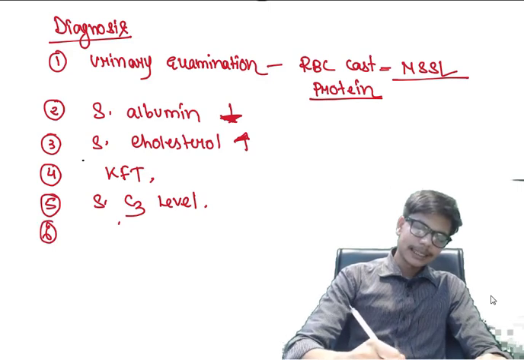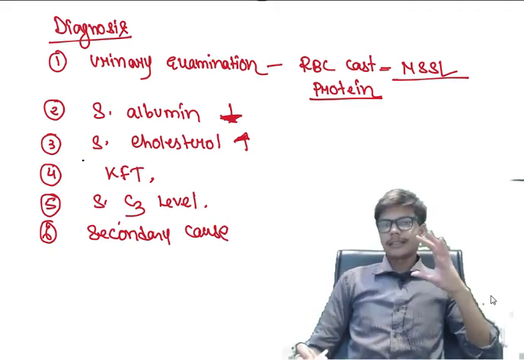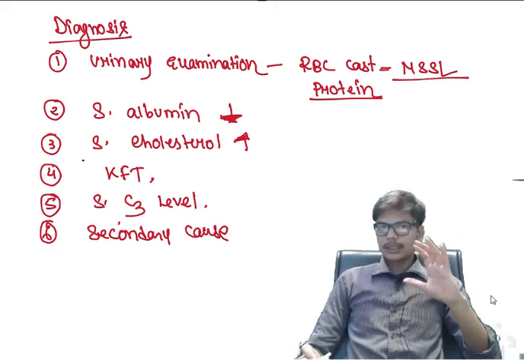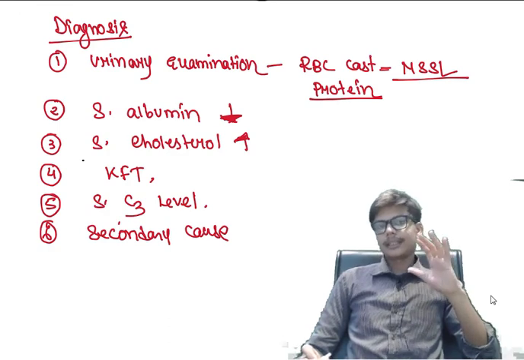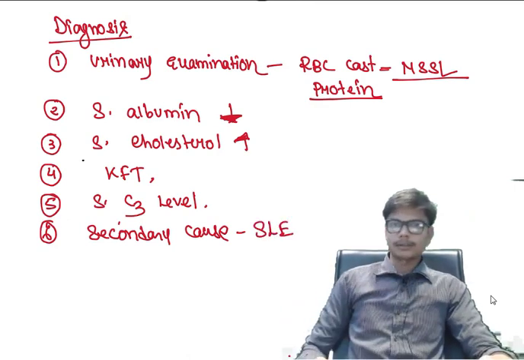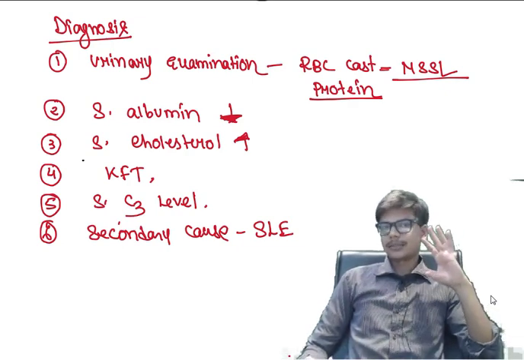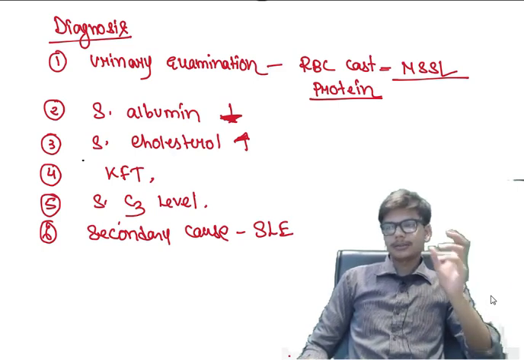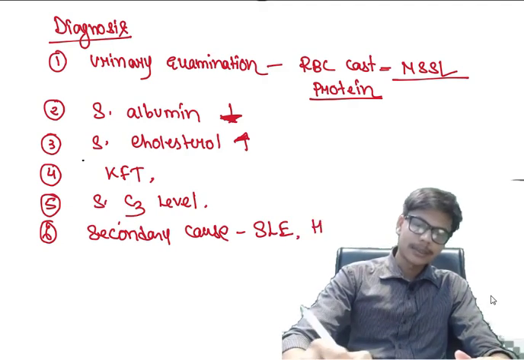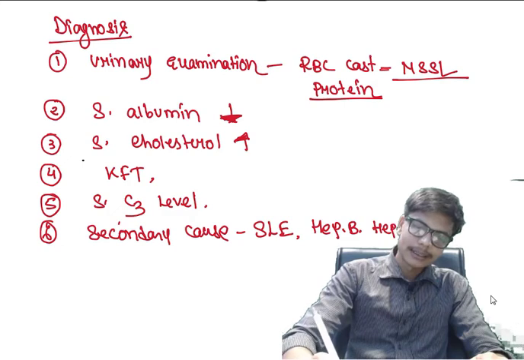For investigating the secondary cause of nephrotic syndrome, based on our history and examination, we can suspect which disease may be associated with it. If you are looking at signs and symptoms of systemic lupus erythematosus, then we have to investigate the patient for systemic lupus erythematosus. A patient with nephrotic syndrome having rash and joint pain, we can suspect is having systemic lupus erythematosus, which has caused nephrotic syndrome in this patient. If the patient is having jaundice and other signs of hepatitis, then we have to investigate the patient for hepatitis B as well as hepatitis C.